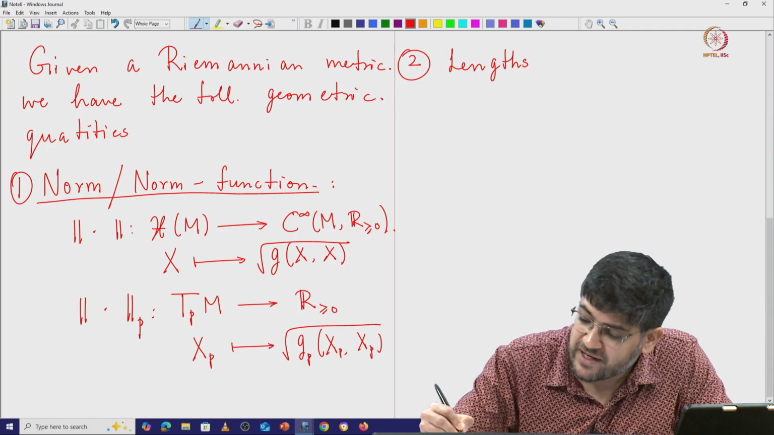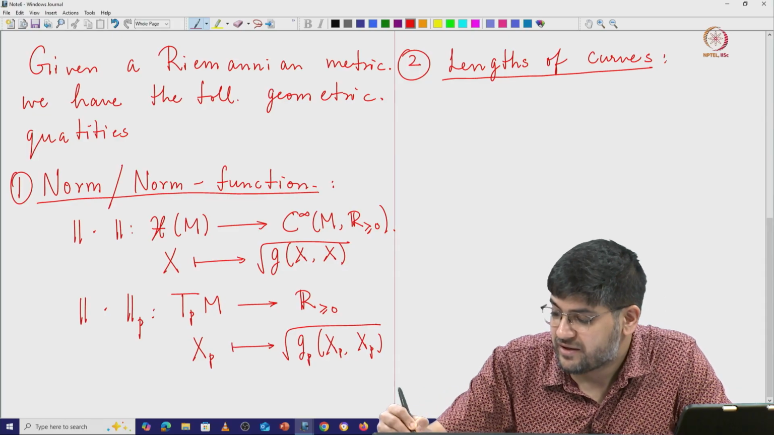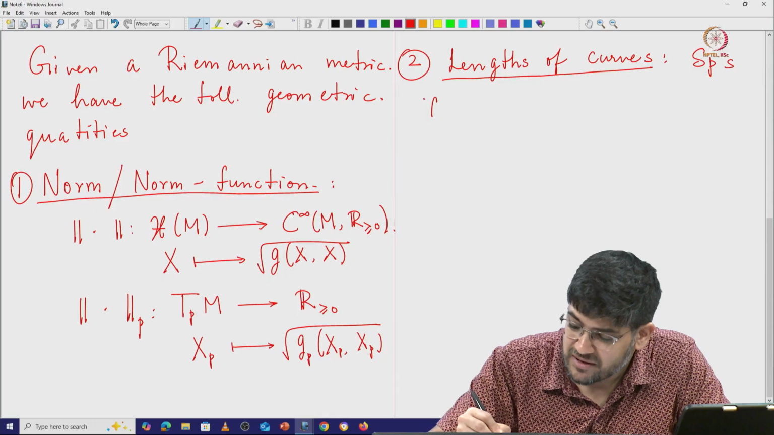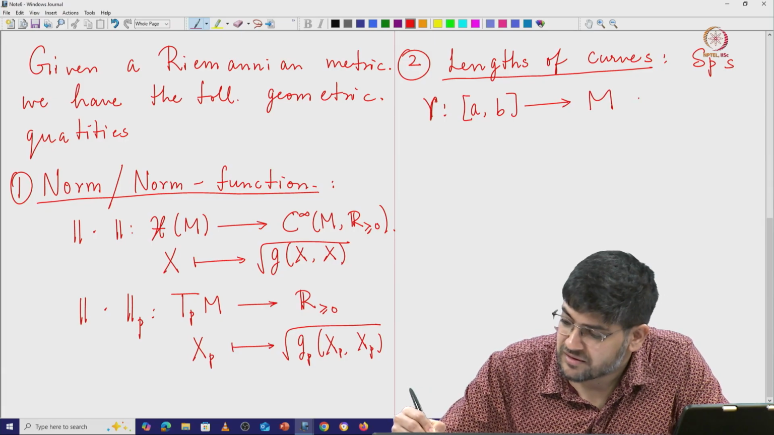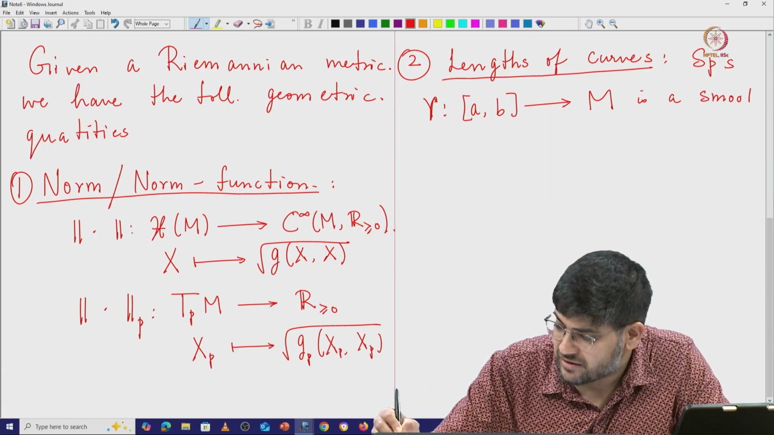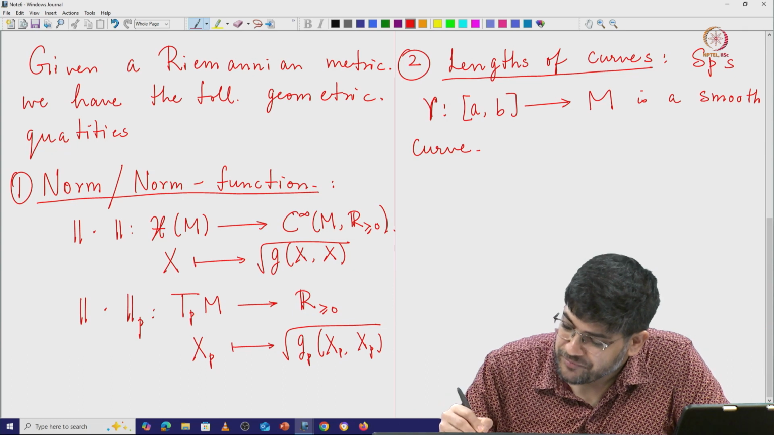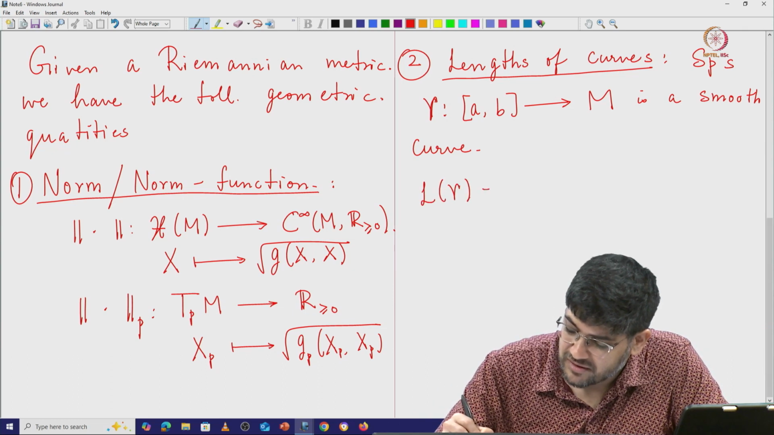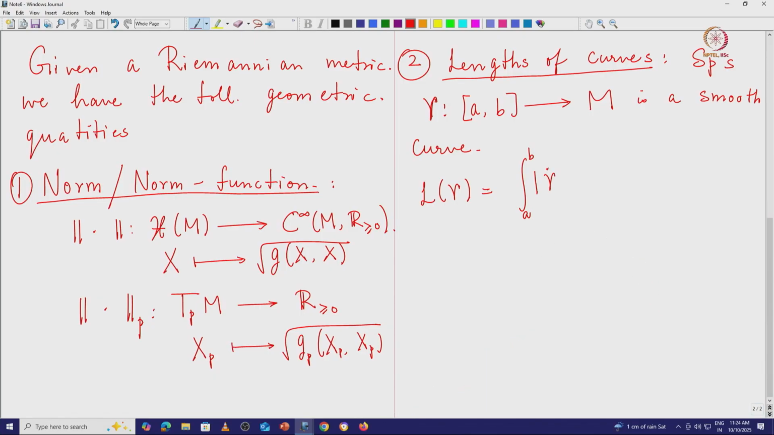given a Riemannian metric, I can define lengths of curves. So suppose gamma is a smooth curve, then the length of gamma is defined to be the integral from a to b of, you compute the velocity vector of gamma, compute the norm of that and integrate that from a to b.